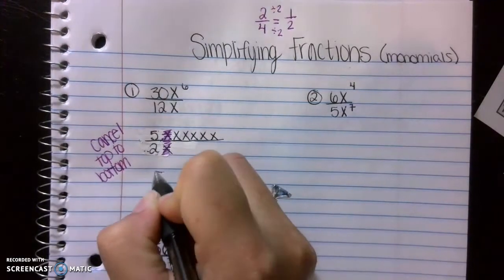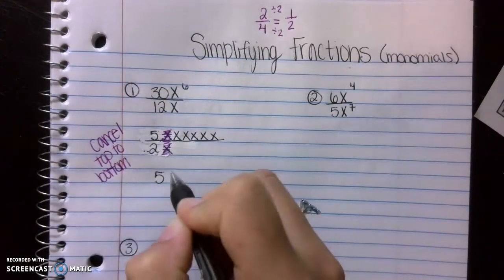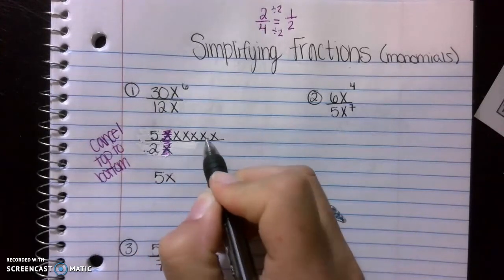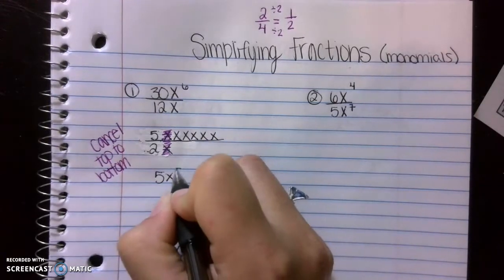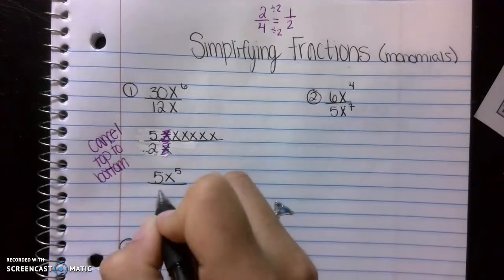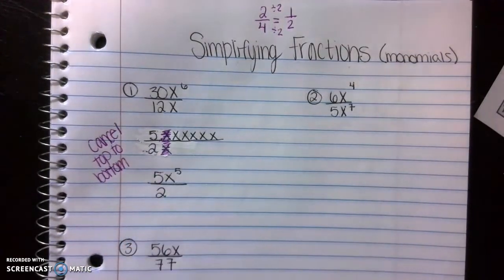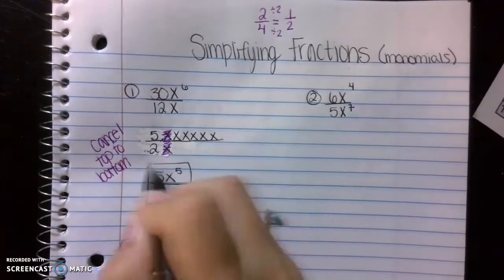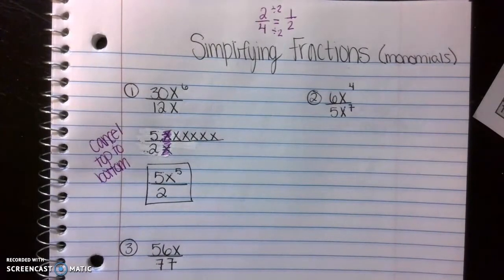So I have 5x to the 5 over 2. And I don't have any x's with that 2. So this right here would be my finalized answer.